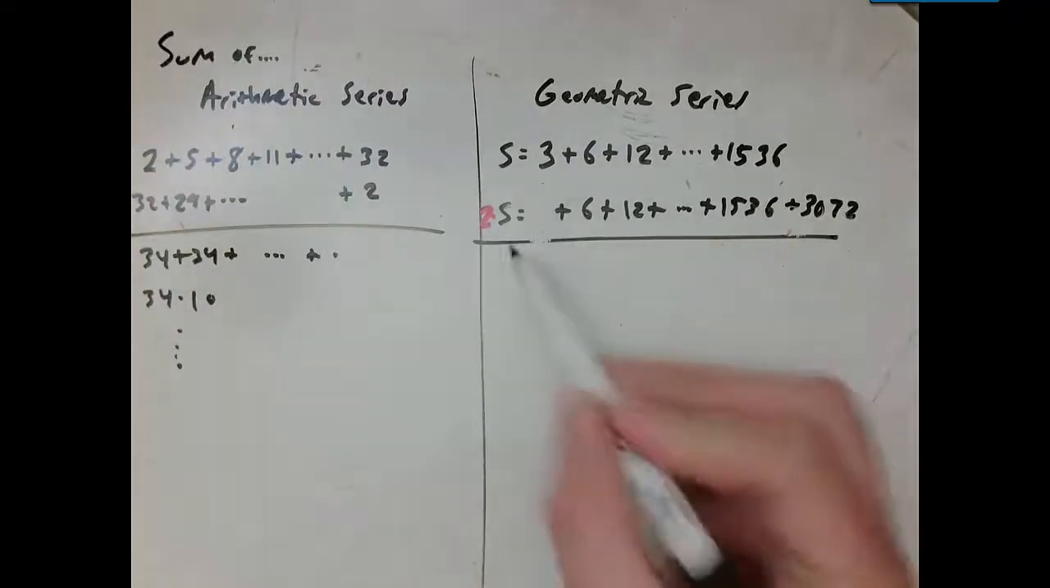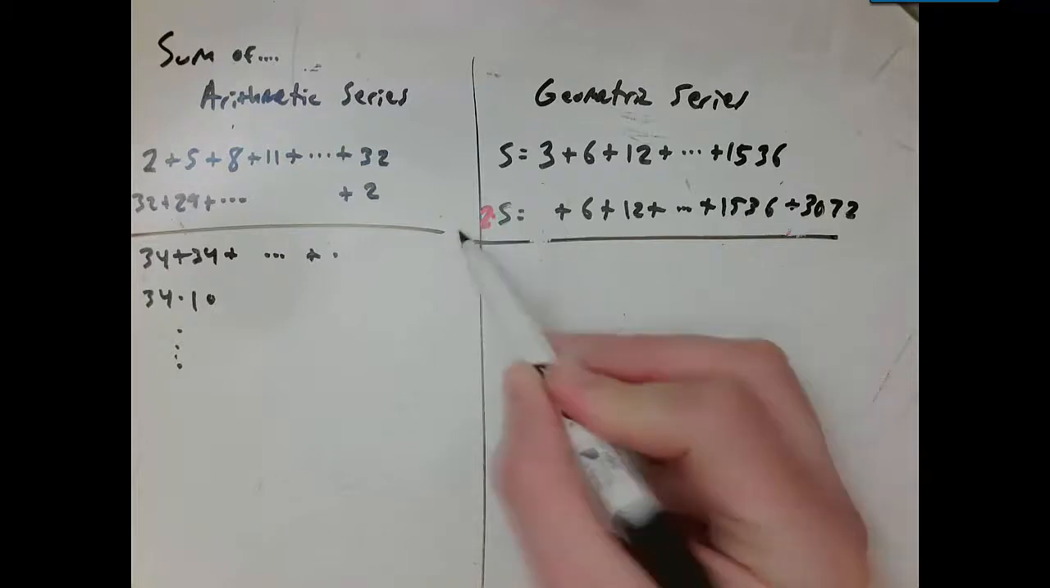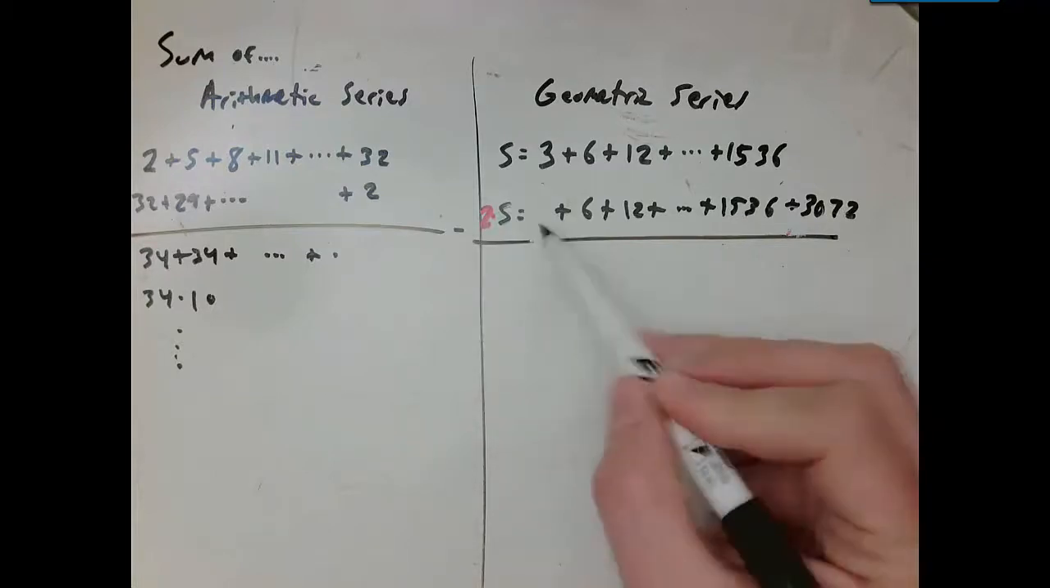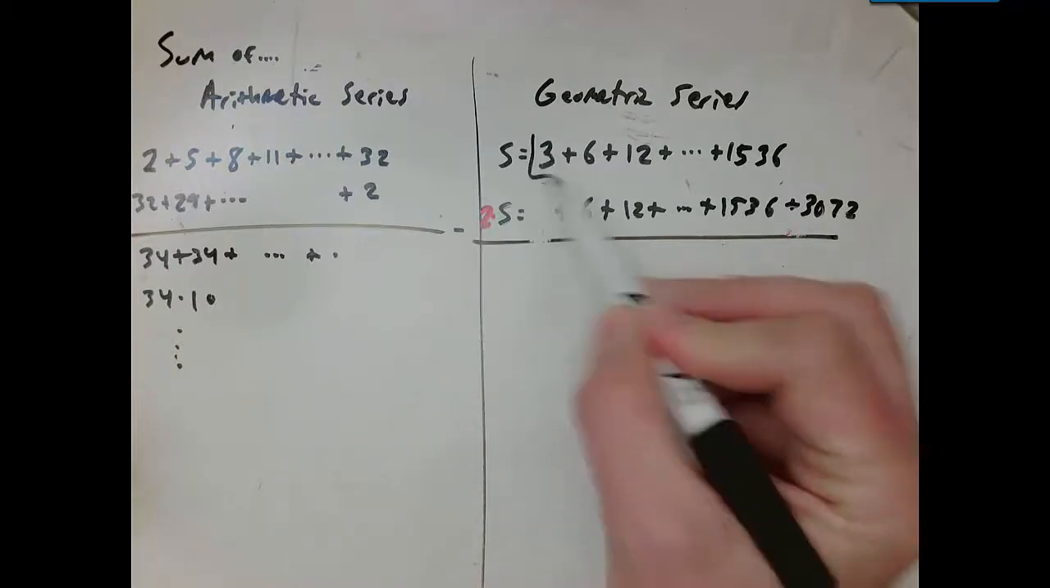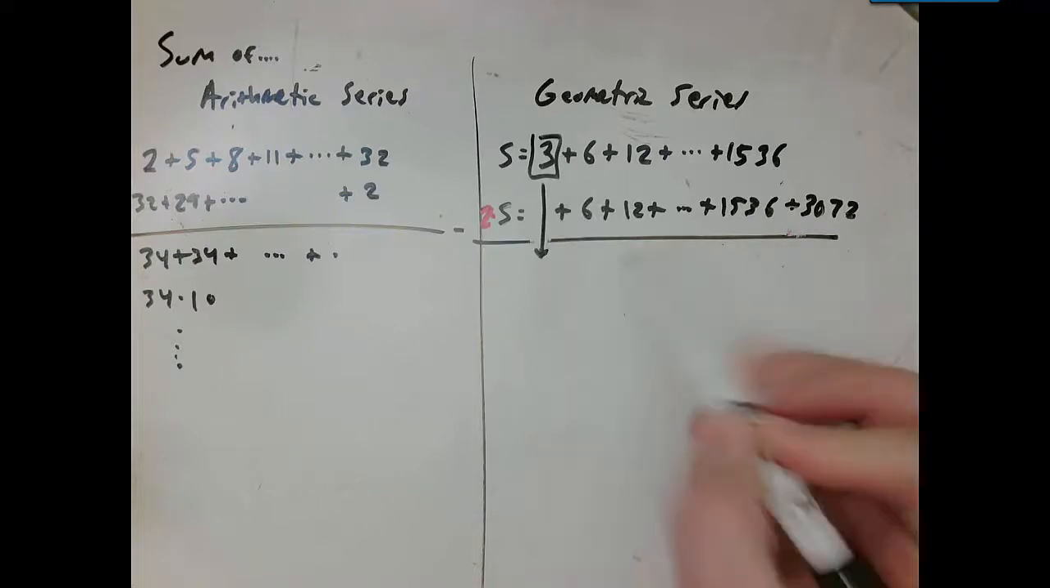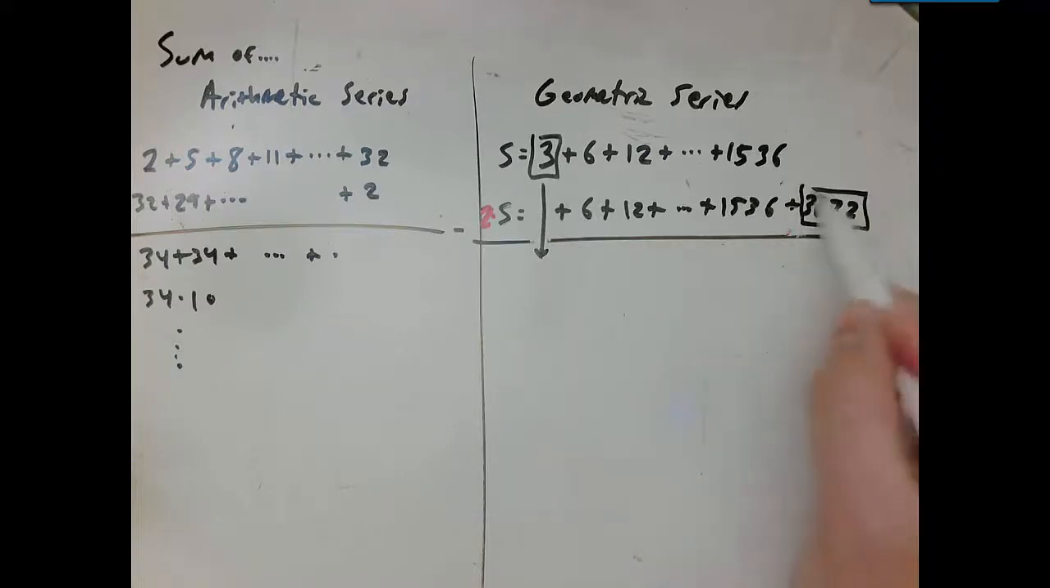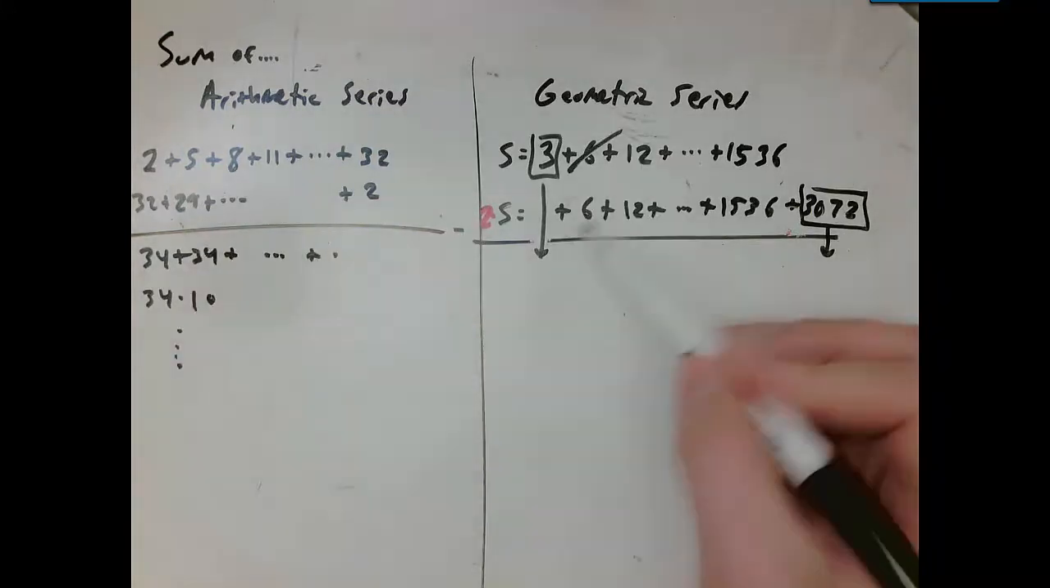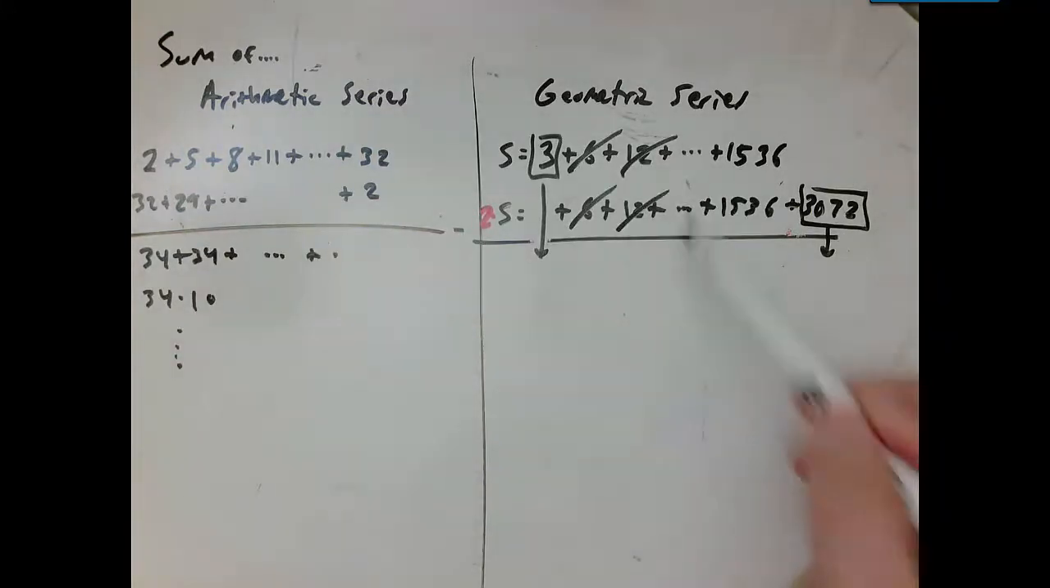Great. So we've done it. So now we can subtract and look what happens. There's nothing to cancel with 3, so that goes over. And there's nothing to cancel with 3072, so that moves down. But 6 cancels with 6, 12 cancels with 12.